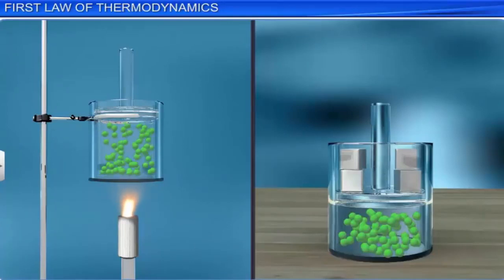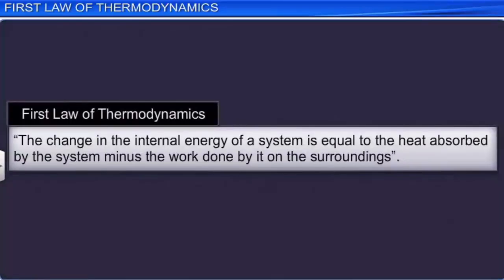The relationship between the three important physical quantities, heat, internal energy, and work, is expressed by the first law of thermodynamics. The first law of thermodynamics states that the change in the internal energy of a system is equal to the heat absorbed by the system minus the work done by it on the surroundings.